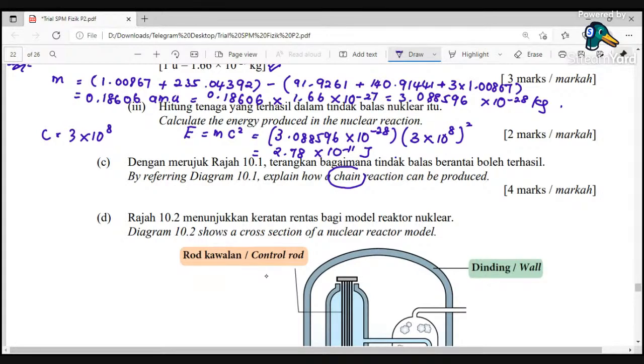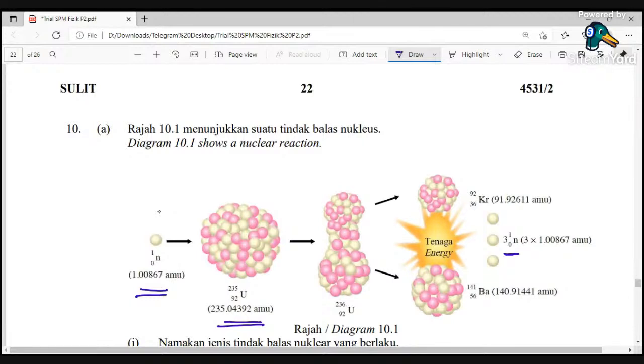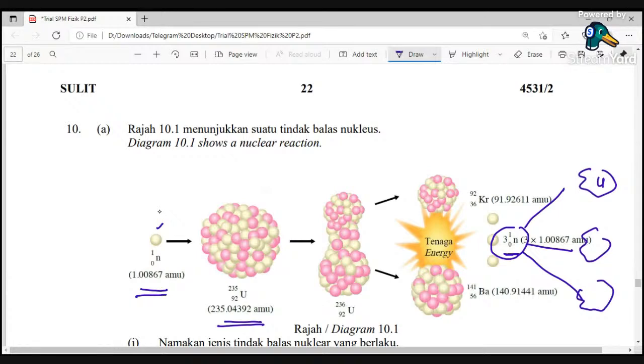So firstly, you can see from the diagram above. Here, this is the nucleus of uranium bombarded by one neutron. So it becomes uranium-236, which is unstable, and then it splits into two, krypton and barium. Releasing at the same time 3 neutrons. So what happens next? The 3 neutrons that are released will again bombard another 3 uranium nuclei, causing them to split into barium and krypton, and release more neutrons.